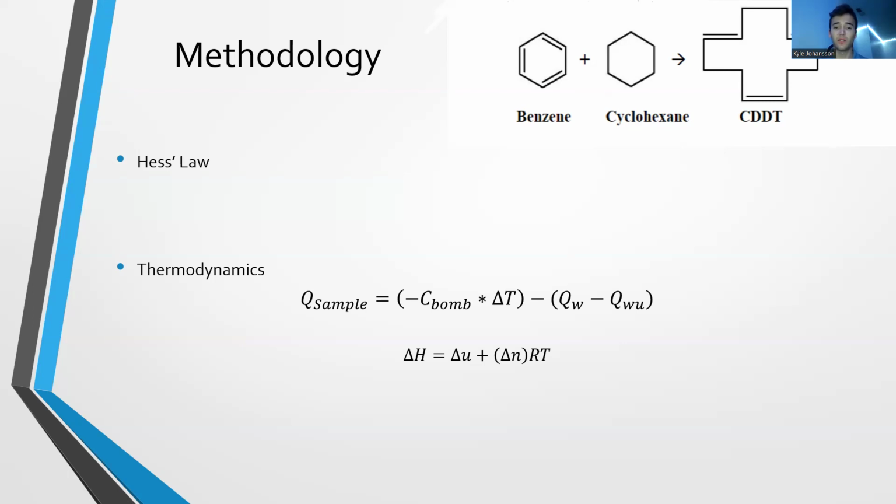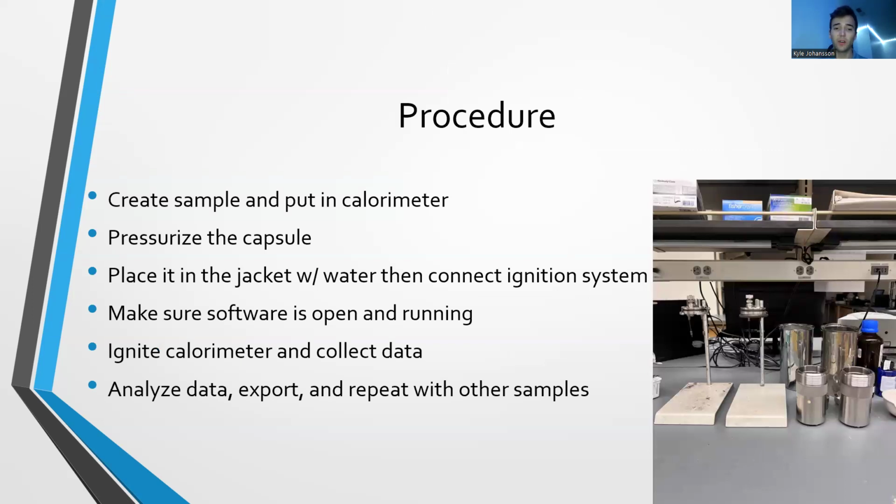The specific heats of the calorimeters were given, and everything else was experimentally determined. This heat was then used in the equation on the bottom along with a portion of the ideal gas law equation to determine the enthalpy of the corresponding reaction. After having a good grasp on the methodology and concepts of the experiment, it is time to move into how the experiment is going to be performed.